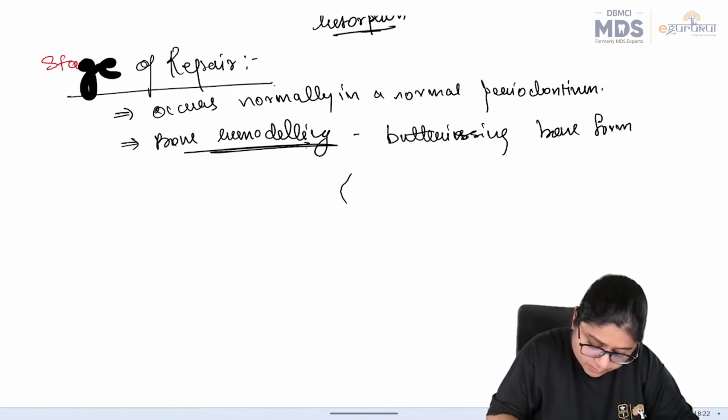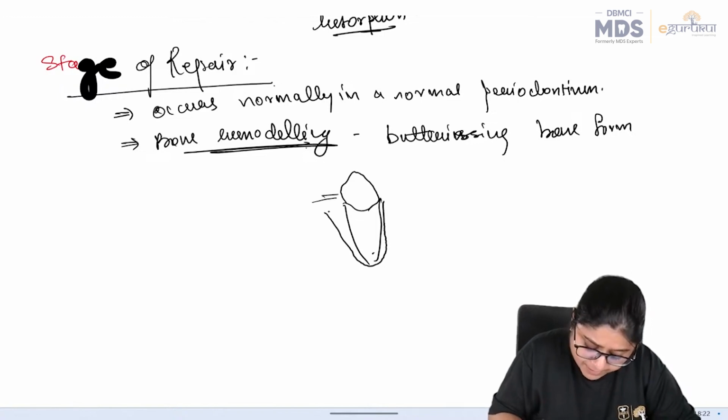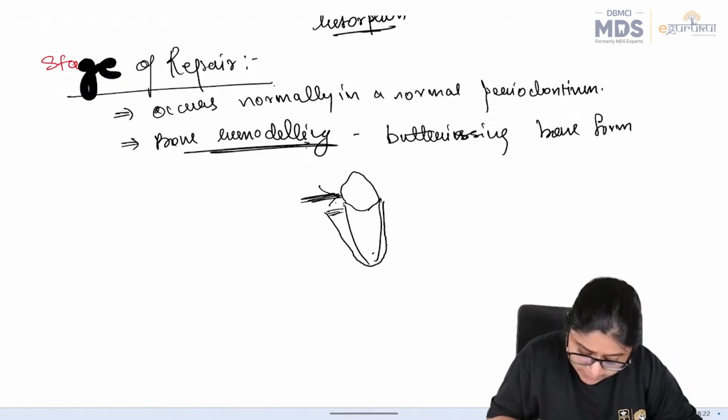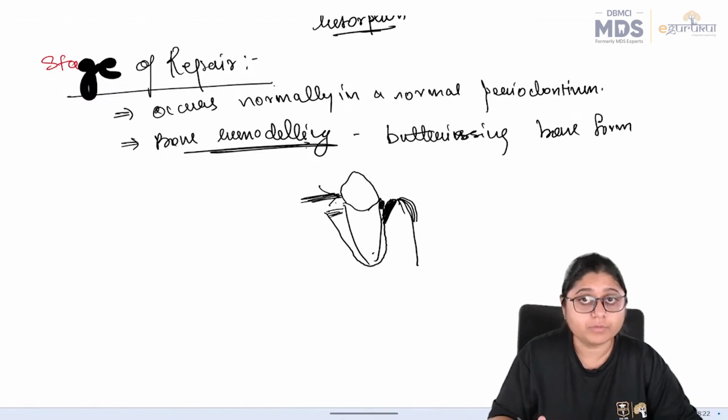So if this is your tooth, and this is your bone, and continuously I am applying pressure here. Continuously the abnormal forces are acting on the tooth. So what will happen here? There will be tension here, there will be resorption of the alveolar bone. Resorption will happen in such a way that this surface of the tooth will undergo resorption, but on the outer surface there will be bone formation, because bone resorption and bone formation are happening simultaneously only. Remember this.